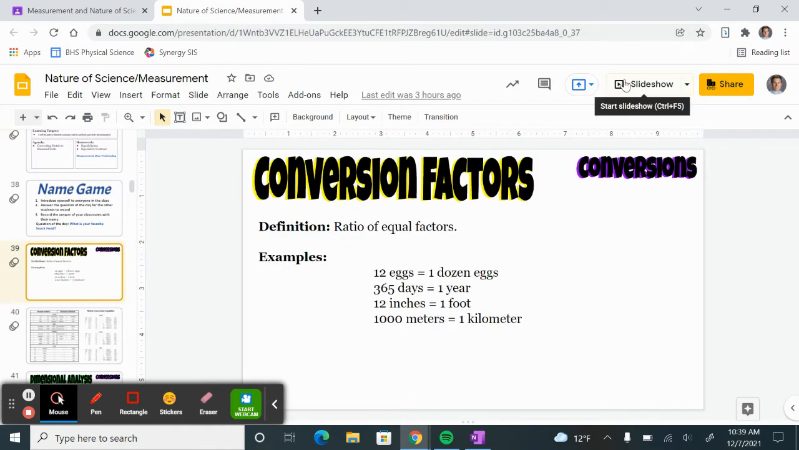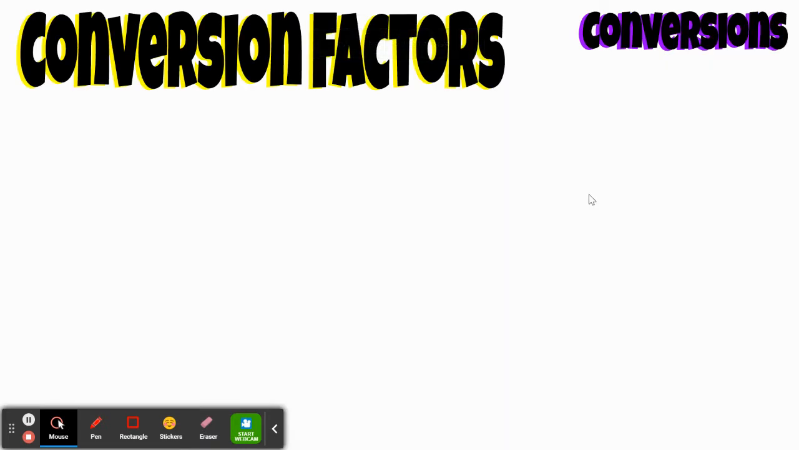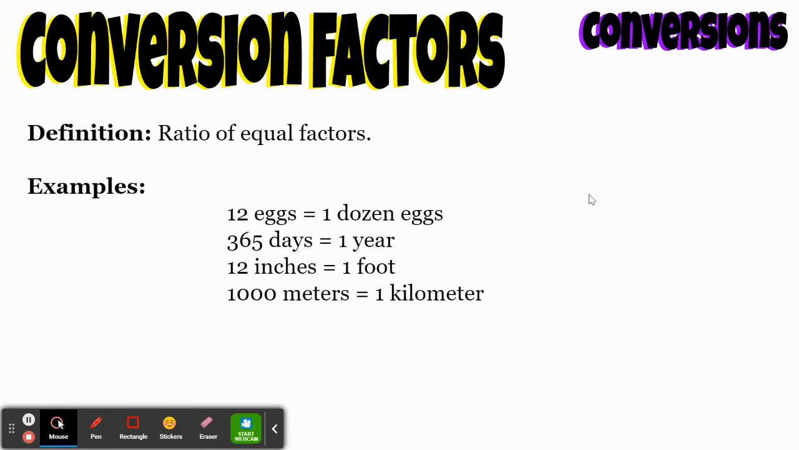So, the first thing I really need to be looking at and focusing on today is the idea of conversion factors. A conversion factor is a ratio of equal factors. Things like 12 eggs equals 1 dozen, or 365 days equal 1 year. They're different units that equal the same amount. 12 inches is different than feet, but we know that 12 inches is equal to 1 foot. 1,000 meters is equal to 1 kilometer. So there are examples of when we have different units but equal amounts.